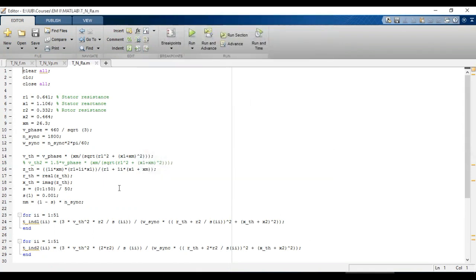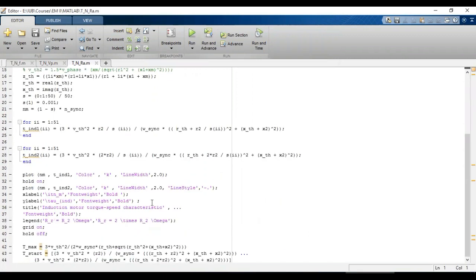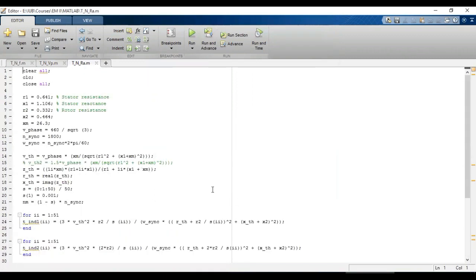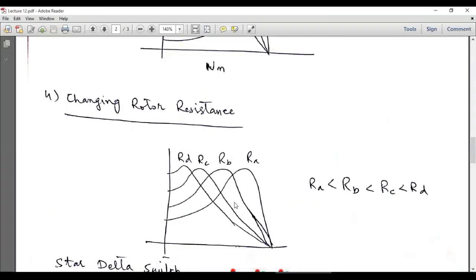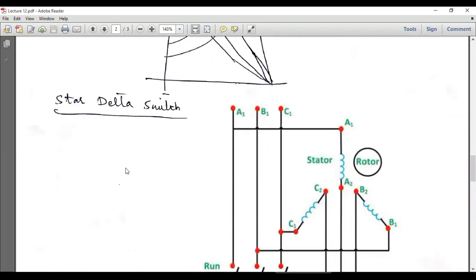So this is another code which can be written very easily by yourself, that is all about the speed control methods of the induction motor. Now I am going to discuss the star delta switch. Star delta switch is also a relevant topic which deals with the speed and torque of an induction motor.